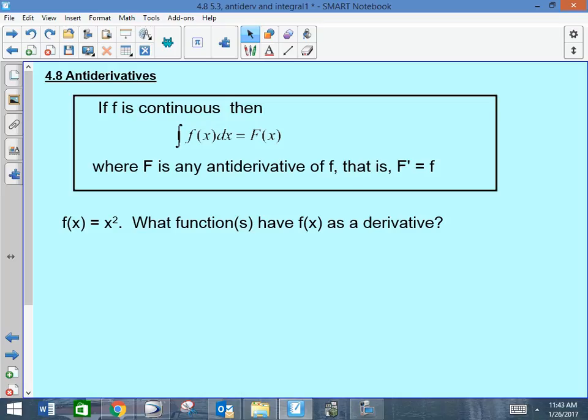Remember, we started with the Riemann sum, but that was all leading to what we're going to talk about today, which is anti-derivatives. Okay? Anti-derivatives. So we talked about derivatives. What is an anti-derivative supposed to be? It's the opposite, right? Just like any anti-word is the opposite.